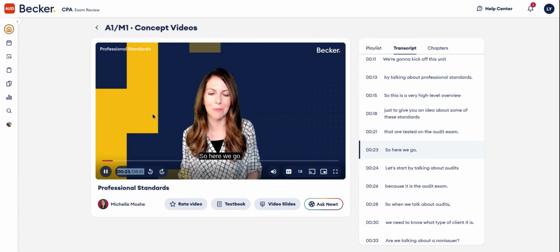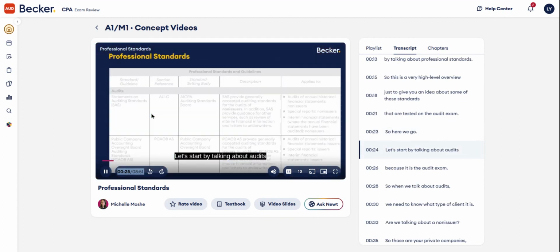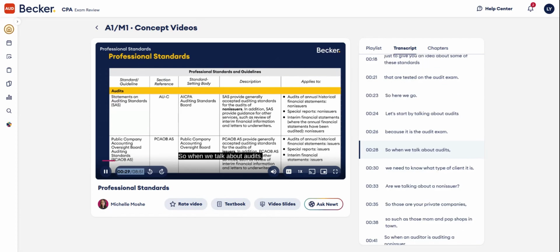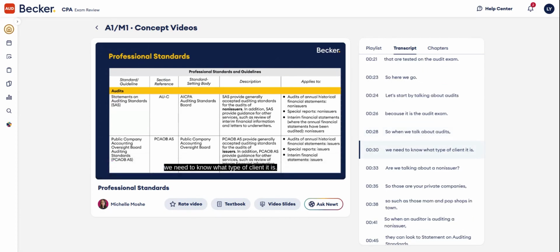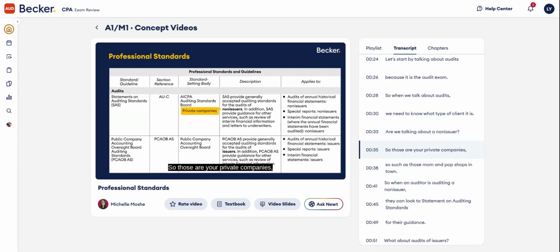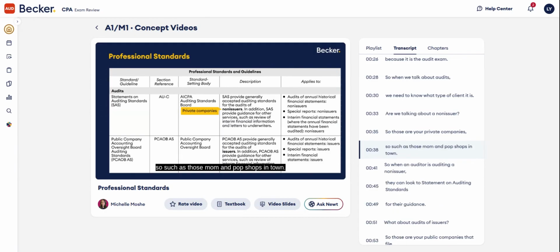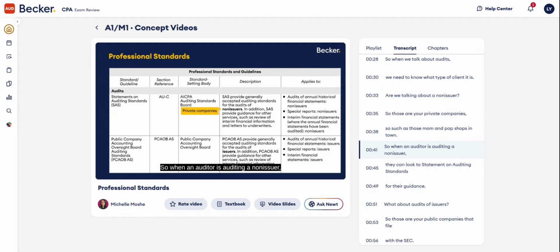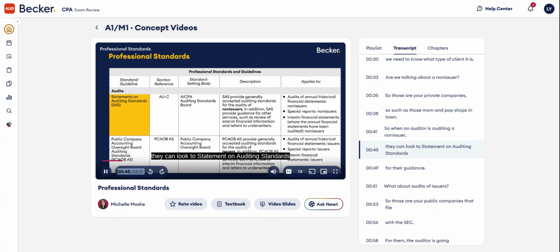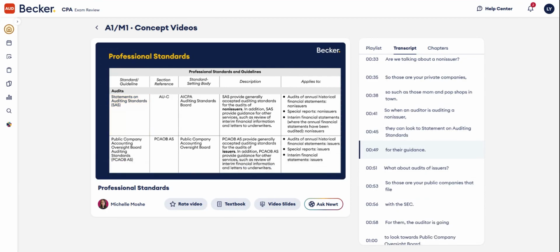The audit exam. So when we talk about audits, we need to know what type of client it is. Are we talking about a non-issuer? So those are your private companies, such as those mom and pop shops in town. So when an auditor is auditing a non-issuer, they can look to Statement on Auditing Standards for their guidance.